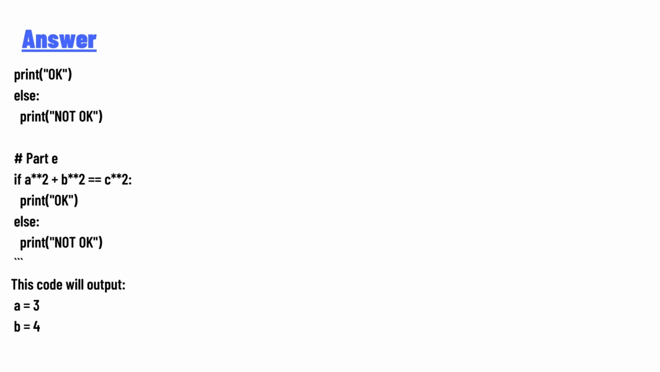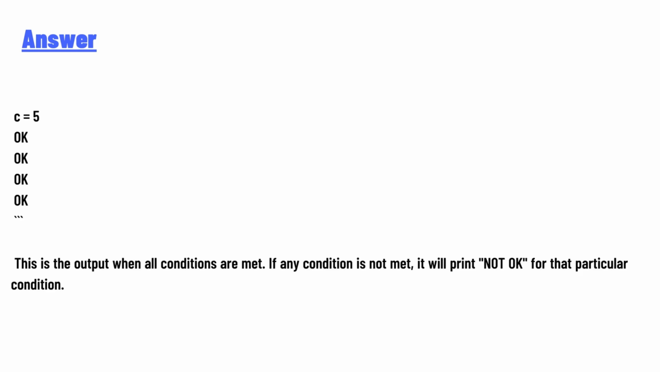This code will output A is equal to 3, B is equal to 4, C is equal to 5. OK. This is the output when all conditions are met. If any condition is not met, it will print not OK for the particular condition.